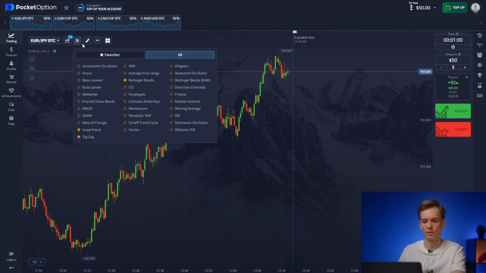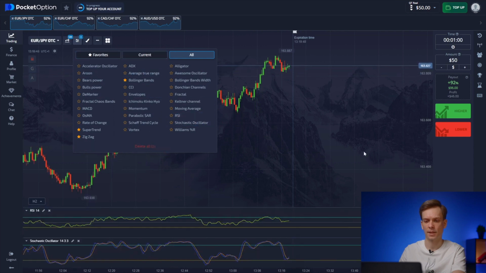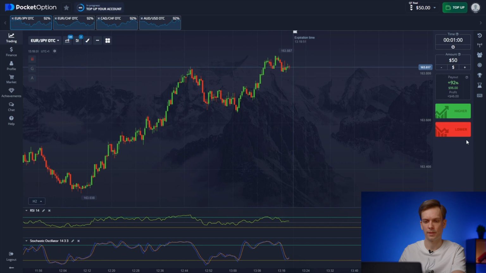I will also be using the RSI and stochastic indicators. Now that our platform is set up and ready to go, I must say it's incredibly user-friendly. I really like the interface, everything is accessible and intuitive.